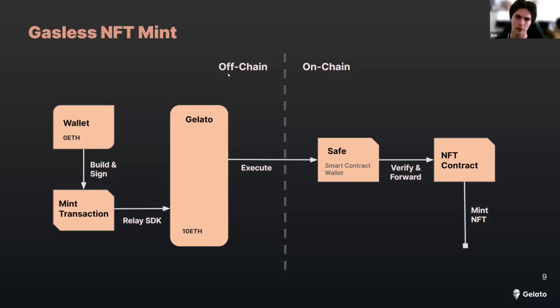So here we move from the off-chain world to the on-chain world. This we'll call the safe contract, and this can do arbitrary signature verification, whatever logic it wants to perform. And then it can forward this mint transaction to, for example, an NFT contract, which then mints the NFT to the safe.